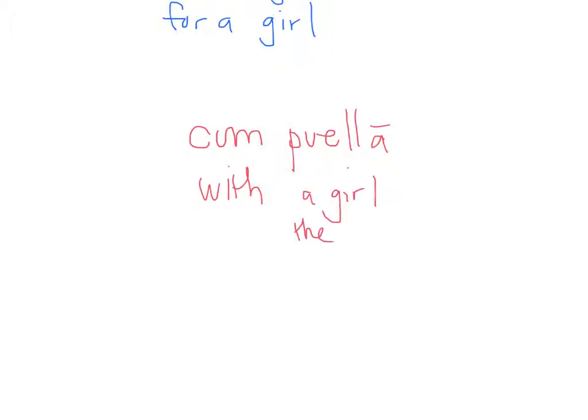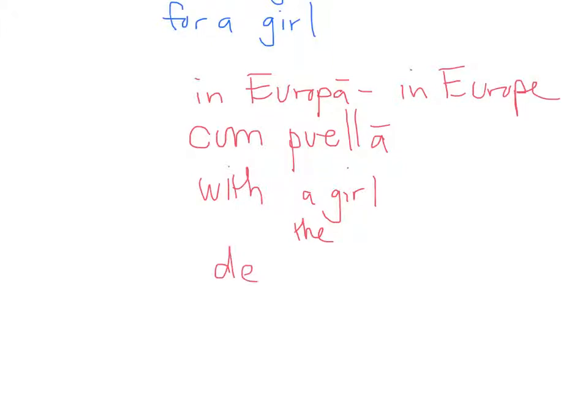Those prepositions will help you translate the ablative. For example, if you have cum puella, it means with, because cum means with, a girl, or with the girl. If you have in Europa, it's very easy to translate that in the ablative as in Europe. If you have de vita, that would translate as about the life.